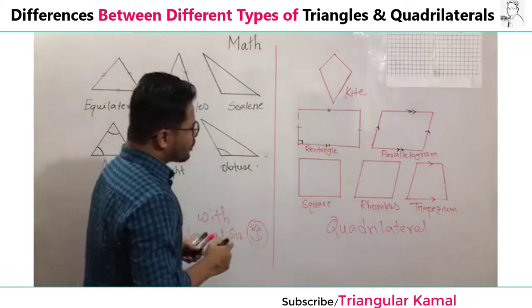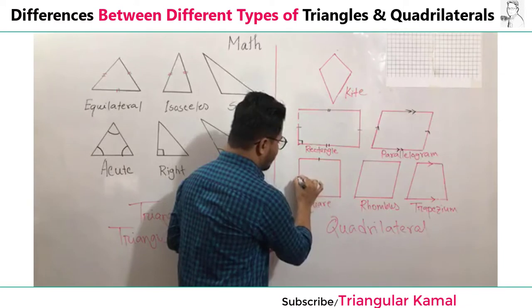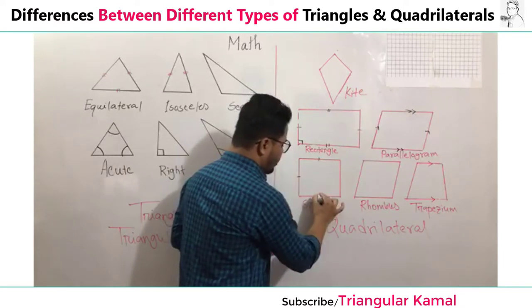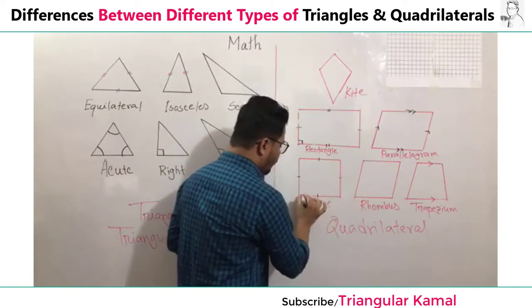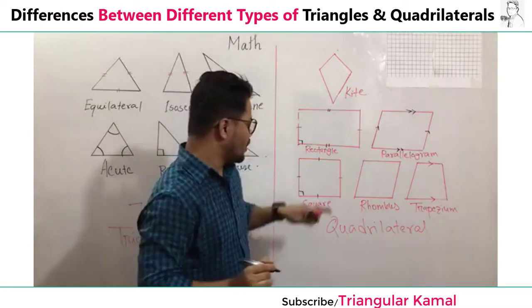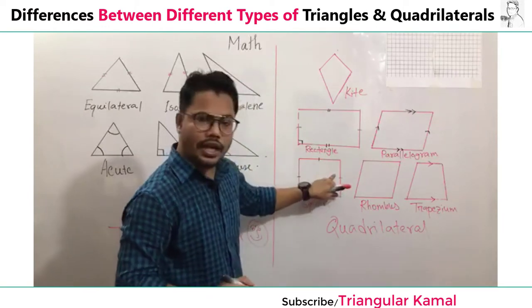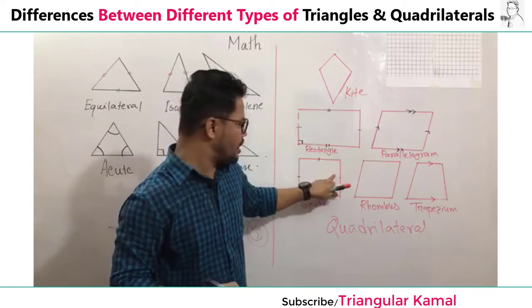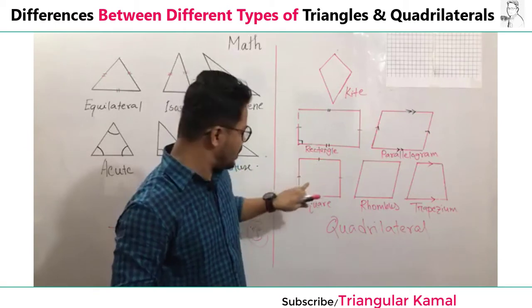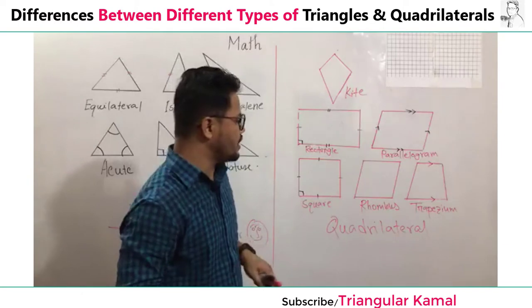In the square, the four sides will be equal. This one will be equal with this one, and this one equal with this one, and all four sides will be equal. Each angle will be 90 degrees. That's why this is the square. Like if the right side is 4 centimeters, this one will be 4 centimeters, this left side will be 4 centimeters, and the below side will be 4 centimeters.